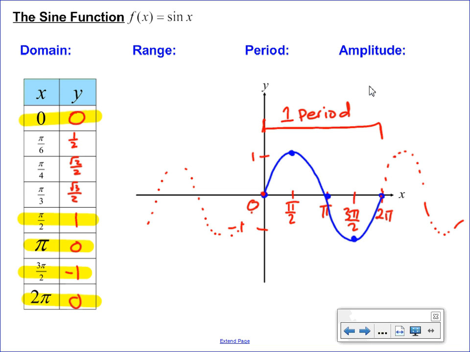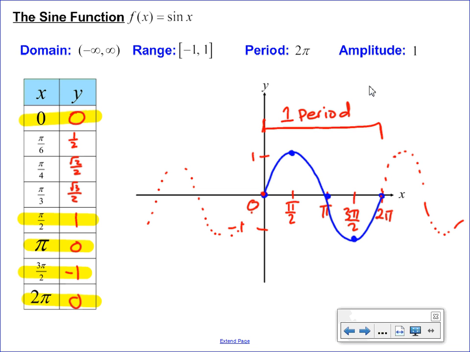So, if you're taking a look at this graph of sine, domain and range. Yay, algebra 2. Domain is all the x values. The domain for sine goes on forever and ever, so it goes from negative infinity to positive infinity.